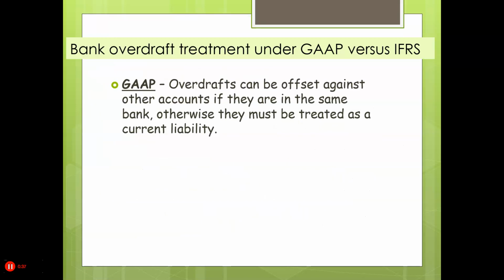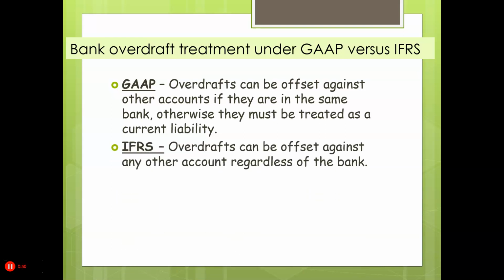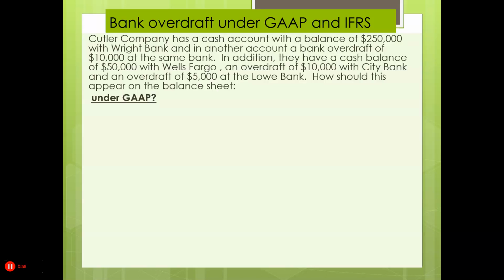Now, bank overdrafts. Under GAAP, overdrafts can be offset against other accounts if they are in the same bank. Otherwise, they must be treated as a current liability. Under the international standard, you can just take all of your accounts and offset them, regardless of what bank they're in. So let's take a look at this example, and we're going to first record it under GAAP.